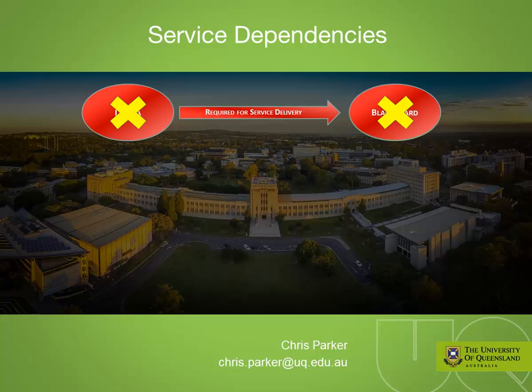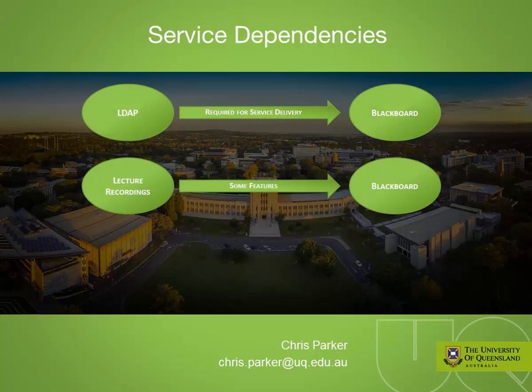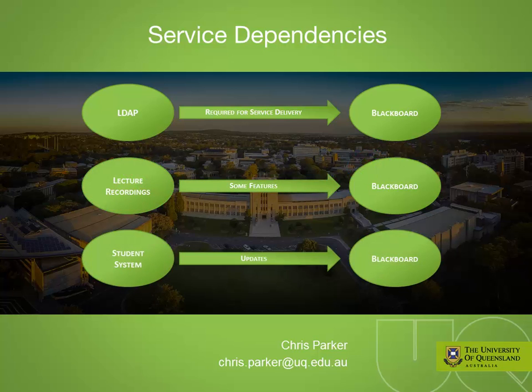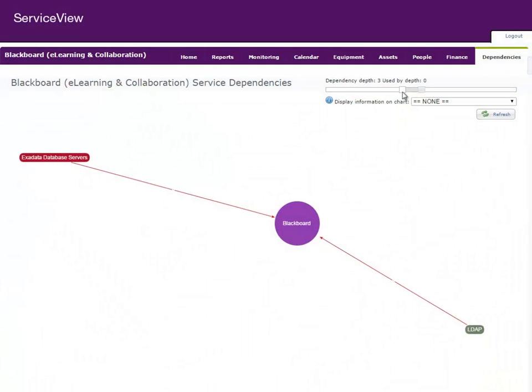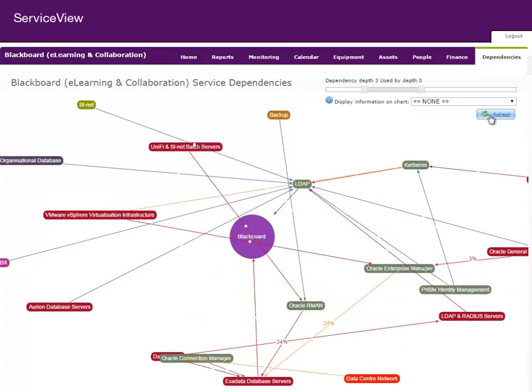The second type of service dependencies is that a service requires another service for some features. For instance, Blackboard uses lecture recordings. However, if the lecture recording system breaks, Blackboard will still operate, but will not be able to show lecture recordings. The third type of service dependency is for updates. In this example, if the student system breaks, Blackboard will still work, but new students and courses cannot be added. If every service owner enters service dependency details for their services, we can build up a big picture of how IT services fit together.